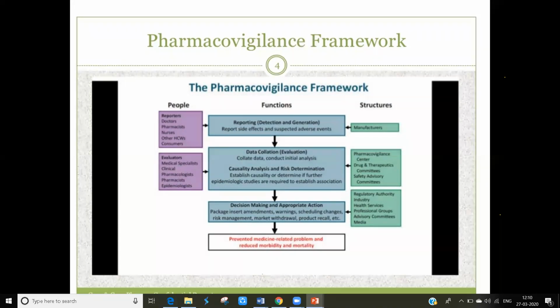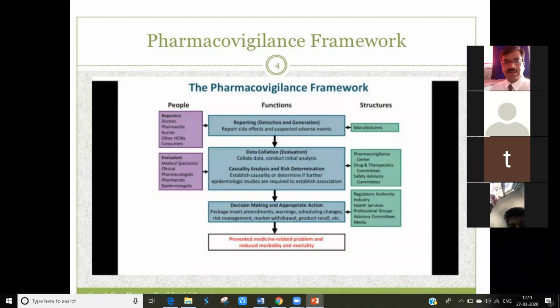Every medicine will most of the time have a slip, even syrups, and in that slip all the directions are written. So changes can occur: warnings or other changes, scheduling changes, risk management, or market withdrawal. The drug can be withdrawn from the market, or there can be a product recall. These are the decisions and appropriate actions that can be taken. But here the common man, other healthcare professionals or pharmacists are not involved, because it will not be in their hands.